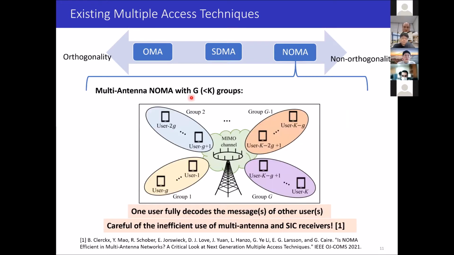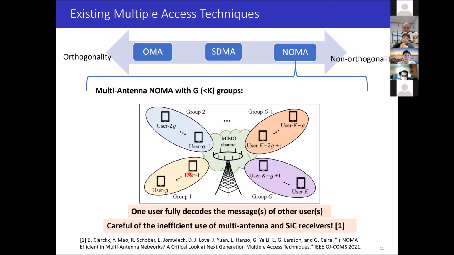Right, so now you can apply NOMA in a multi-antenna context. For instance, here you have a transmitter with multiple antennas, and then you can create different groups. And in each group, you have multiple users. The key principle here is that in each of those groups, you have one of the users, for instance here user 1, who will decode the message of all the other users.